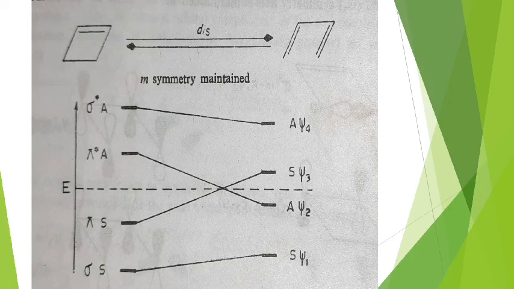This is the correlation diagram of cyclobutene to butadiene conversion. If it is a disrotatory mode, then the mirror plane of symmetry is maintained throughout the reaction. So if the ring opening takes place in disrotatory mode, then the mirror plane of symmetry is maintained throughout the reaction. So here we are correlating the symmetry elements of mirror plane.